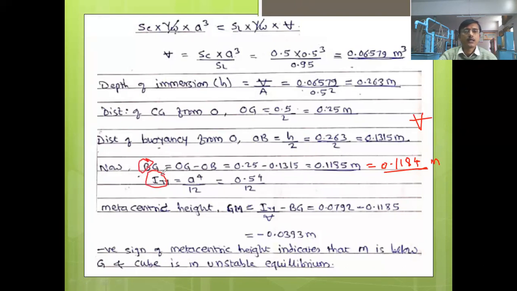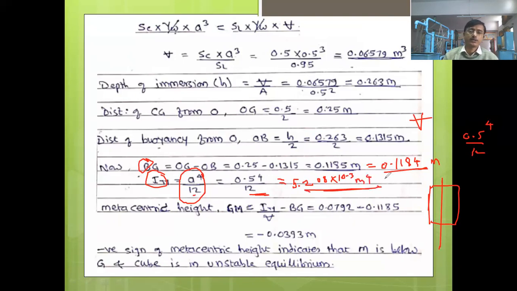आपल्याला अजून काय लागेल? आय वाय वाय हे आपल्याला फक्त राहिलेलं आहे. मग हे काय क्यूब आहे, क्यूब म्हणजेच प्लानमध्ये तुम्हाला काय दिसेल, स्क्वेअर दिसेल, बरोबर आहे. मग स्क्वेअर साठी आय वाय चा फॉर्म्युला काय असेल तो आपण लिहून घेतला आहे, A raised to 4 by 12. ओके, A ची व्हॅल्यू किती आहे 0.5 raised to 4 divided by 12. You will get here the value. 0.5 raised to 4 divided by 12 is equal to 5.208 into 10 to the power minus 3 meter raised to 4. This is the value of IYY.